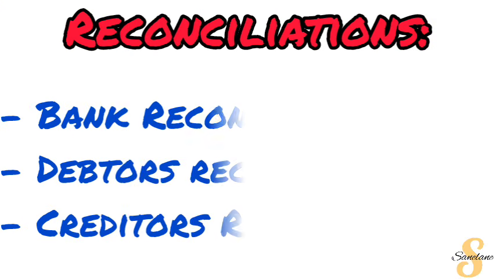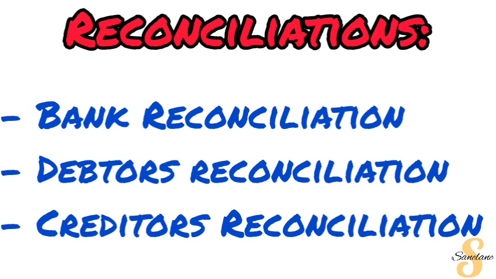The first topic on the scope of your paper 2 is the reconciliation statement. We have 3 reconciliation statements that you need to worry yourself with. We are very familiar with the bank reconciliation, and a lot of students, when they think of the topic of reconciliation, the topic they think of actually studying is a bank reconciliation.